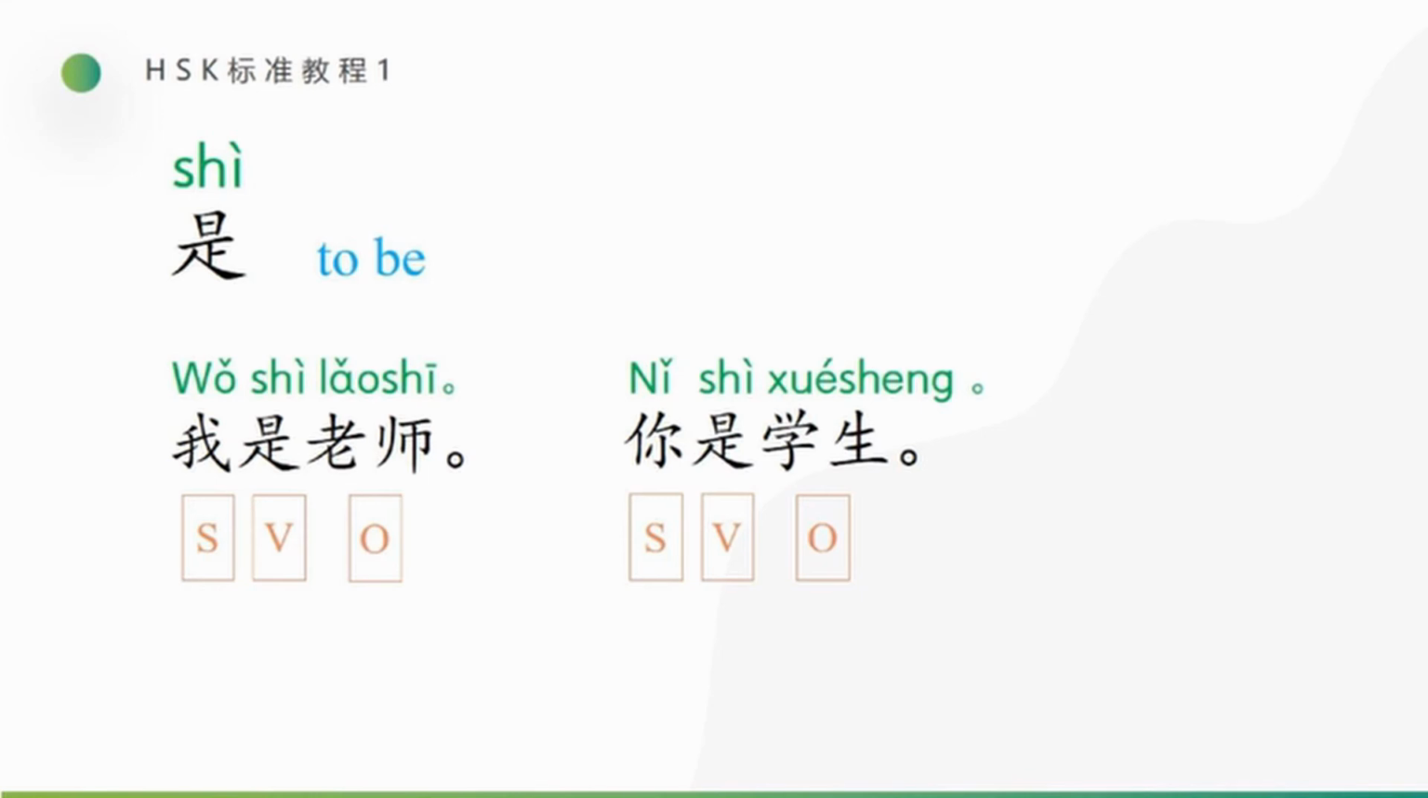How we can also use this structure to make more sentences. Like 你是学生. Subject, verb, and object. This is the basic structure of Chinese sentence.